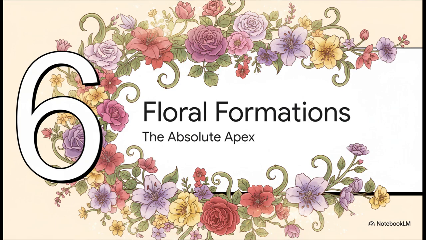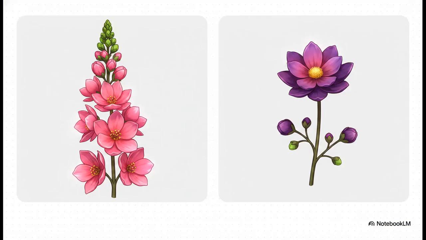Section 6. Floral formations. We have finally reached the absolute apex of our plant structure. This is where the shoot tip condenses and transforms to produce the crown jewels, the flowers. Now, when a single shoot tip turns into a flower, it's solitary. But usually, flowers are clustered together on a floral axis, and we call that whole arrangement an inflorescence.